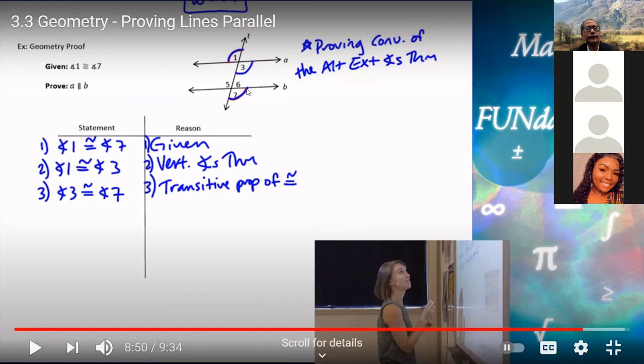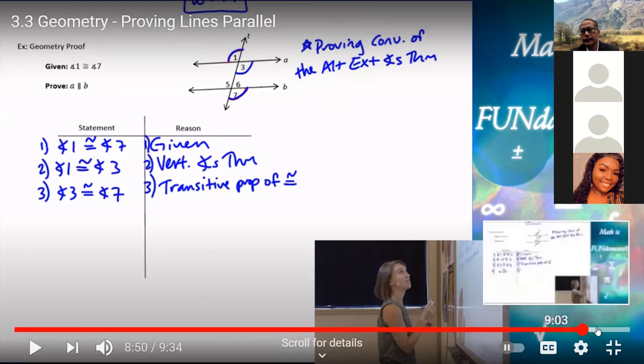So angle 3 is congruent with angle 7. And using the alternate angle theorem, we can prove that the lines A and B are parallel.